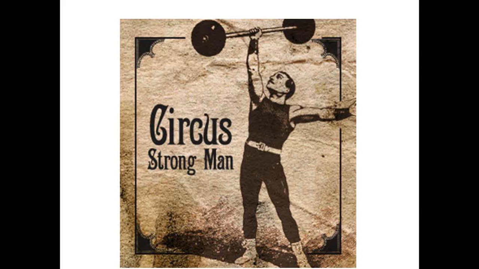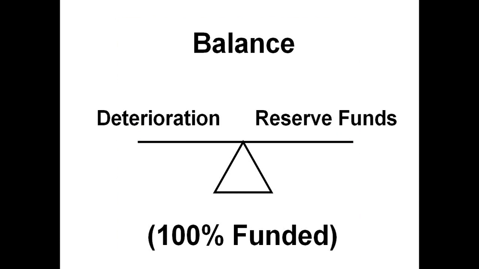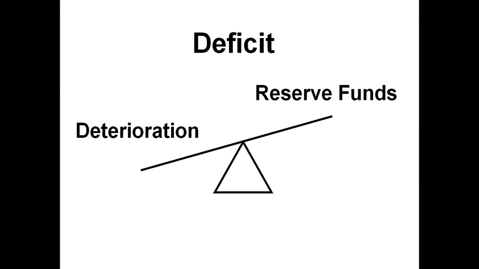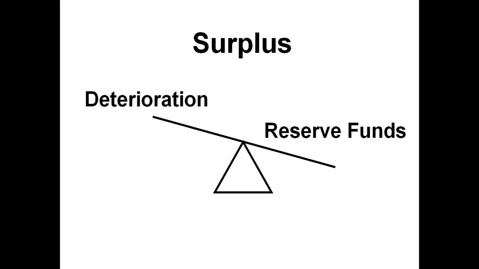The answer is yes. That was one of the great things that came from National Reserve Study standards. It's a term called percent funded. Percent funded is a comparison of the association's actual reserve fund size to the reserve deterioration at the association. When the reserve cash equals the value of the deterioration at the association, they have balance, and it's called 100% funded. When the reserve cash is less than the deterioration, they're in a deficit situation, and the percent funded is obviously less than 100. And for those associations with more reserve cash than deterioration, they're in a surplus situation.